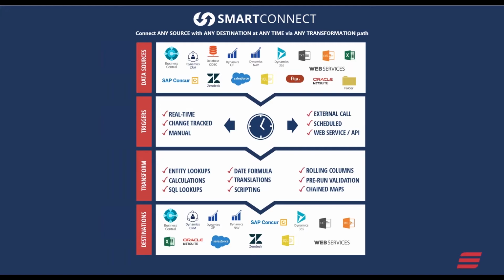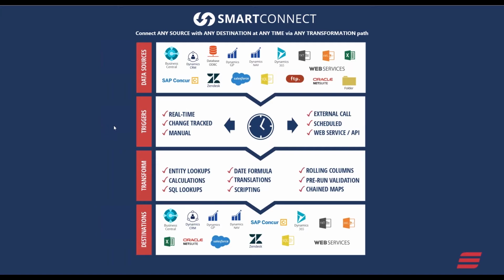Underneath is the transformation area, where you transform the data specific to your business requirements. This is doing things like calculations, some scripting, some translations, maybe a rolling column, grabbing the next invoice number or the next order number. We can also chain integrations together, for example creating a contact inside Business Central before we create an invoice in Business Central. So you can use SmartConnect to transform your data specific to your needs.